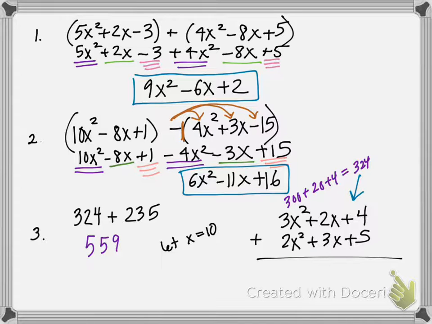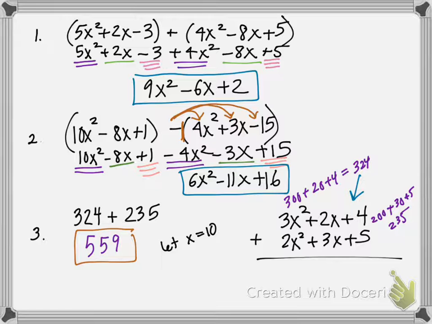And if I plug 10 in for x in the second trinomial, 10 squared right here is 100 times 2 is 200, plus 3 times 10 is 30, and then plus 5, so that's 235. So essentially, this shows the sum of both of those 3-digit numbers. So let's add these together by combining like terms and see how it is represented as our answer here.